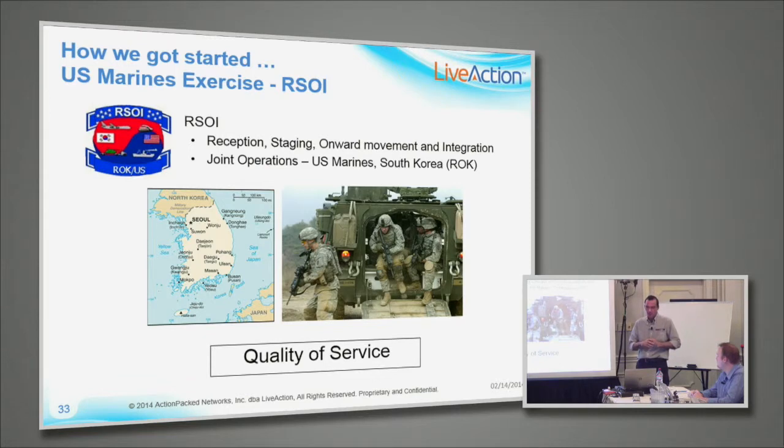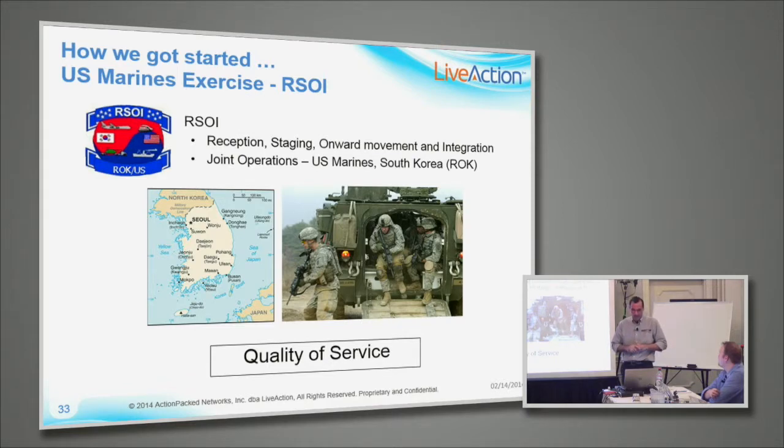The first proof that this product actually worked was in this exercise called RSONI. I spent 2 weeks in the middle of winter in South Korea. RSONI is interesting. It's an exercise where we pretend the North Koreans attack South Korea, and you're supposed to come in there with backup and restore and actually provide backup.